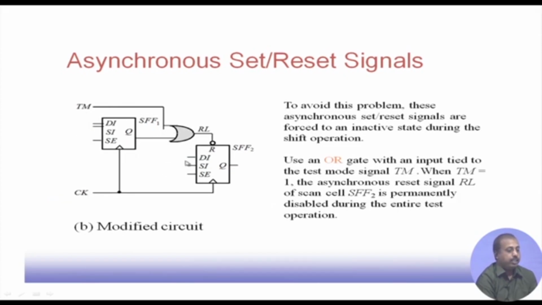And for doing this, the way we have to do it is that under the test mode, this TM line, this RL, is put through an OR gate. So this Q output and this TM will be ORed here, and then it will go to this. So if the TM is high, then this RL will always be 1. As a result, this latch will never be reset as long as the test mode is on. That way it can avoid resetting of this latch 2.